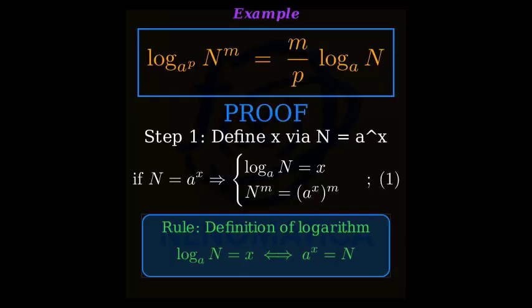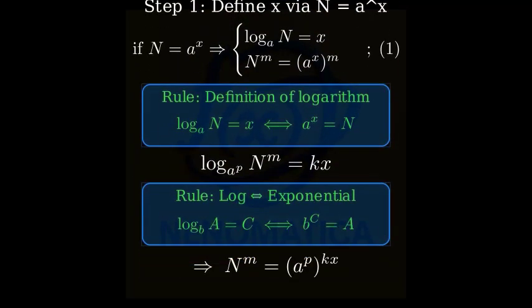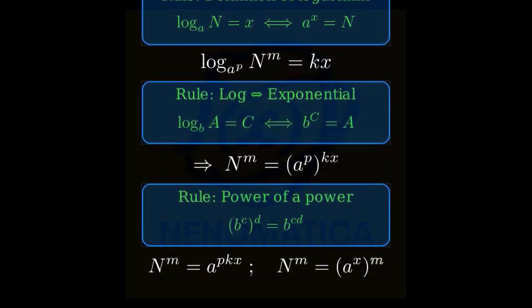Step 2. Assume log base a to the p of n to the m equals k times x. We aim to find k. Convert this logarithm to its exponential form. Step 3. Simplify the right side using the power of a power rule, and also keep our earlier expression for n to the m visible.